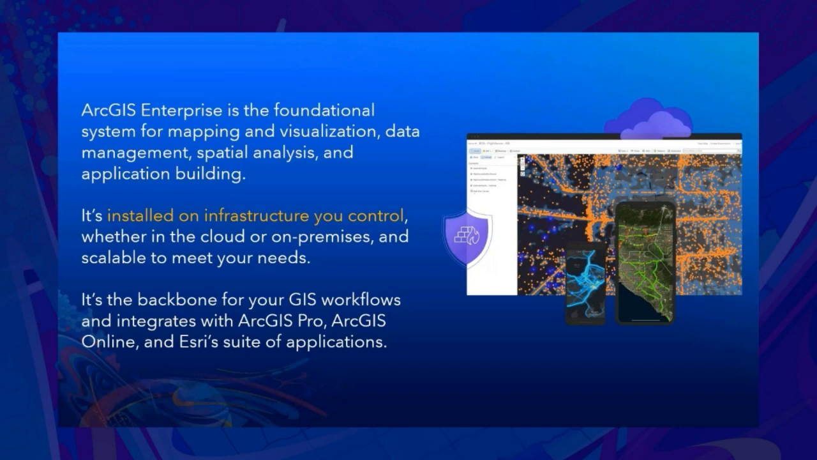Enterprise is the backbone for your GIS workflows. If you're looking at a web map or a web application, there's a good chance Enterprise is powering it on the back end. It also integrates with ArcGIS Pro, such as with publishing workflows, and ArcGIS Online with distributed collaboration, and other products in Esri's suite of applications.